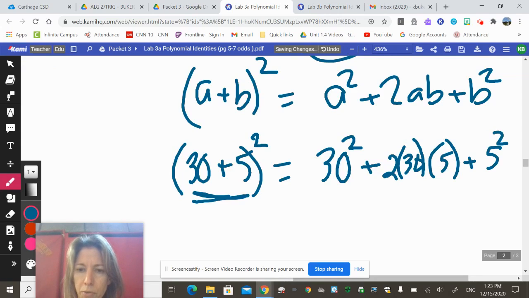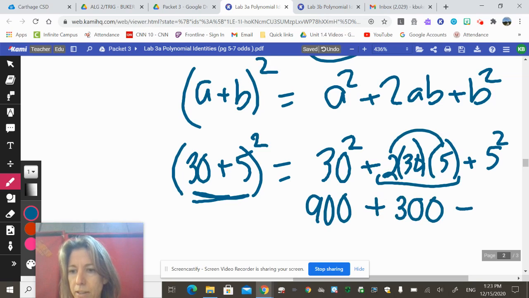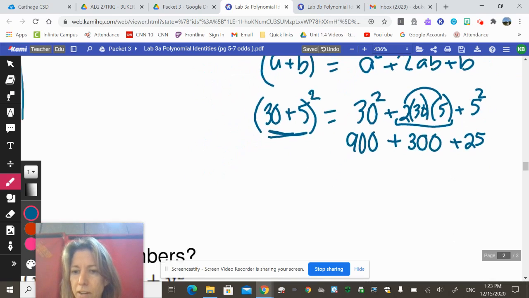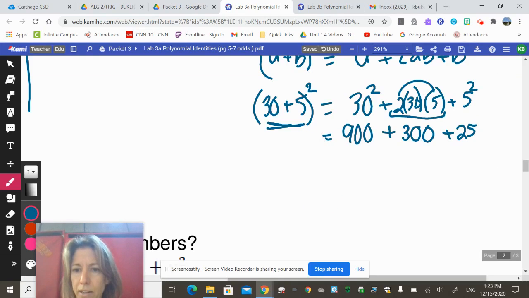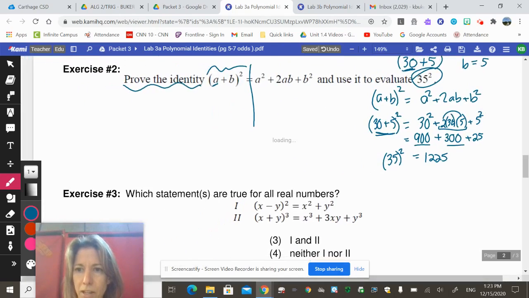So 30 squared is kind of like 3 squared, but I'm going to add a couple zeros. So 30 times 30 is 900. Okay. 2 times 30 times 5. Well, I could do 2 times 5 is 10, and then 10 times 30 would be 300. And then 5 squared is 25. And if I add all of these together, I get 1225. So it just shows that there is a way to do 35 squared using mental math if you know the identities. So the identities could help us do traditionally non-mental math, and we can turn it into mental math by using an identity.